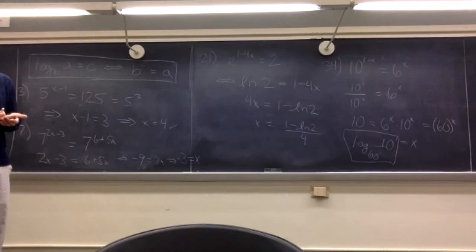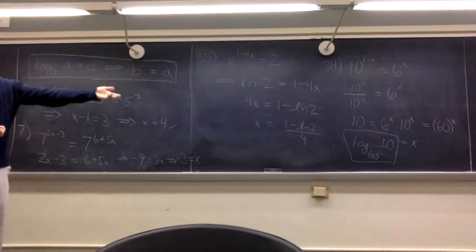It's something less than one, right? 60 to the first power is 60, which is something larger than one. 60 to the zeroth is one. So it's 10 to the negative one, so somewhere between zero and one.